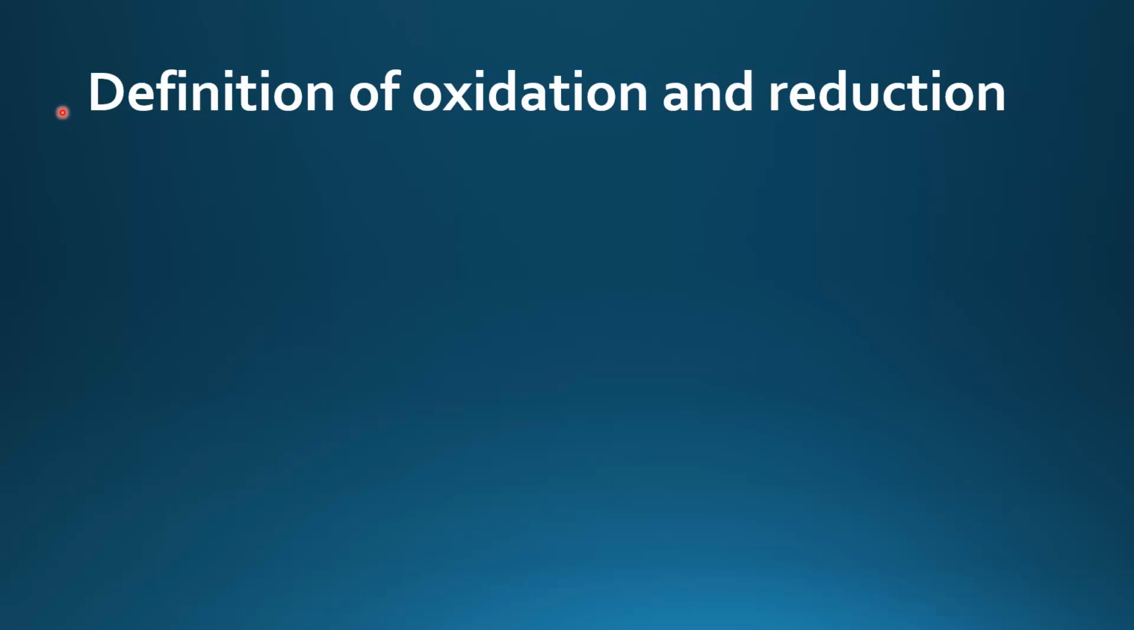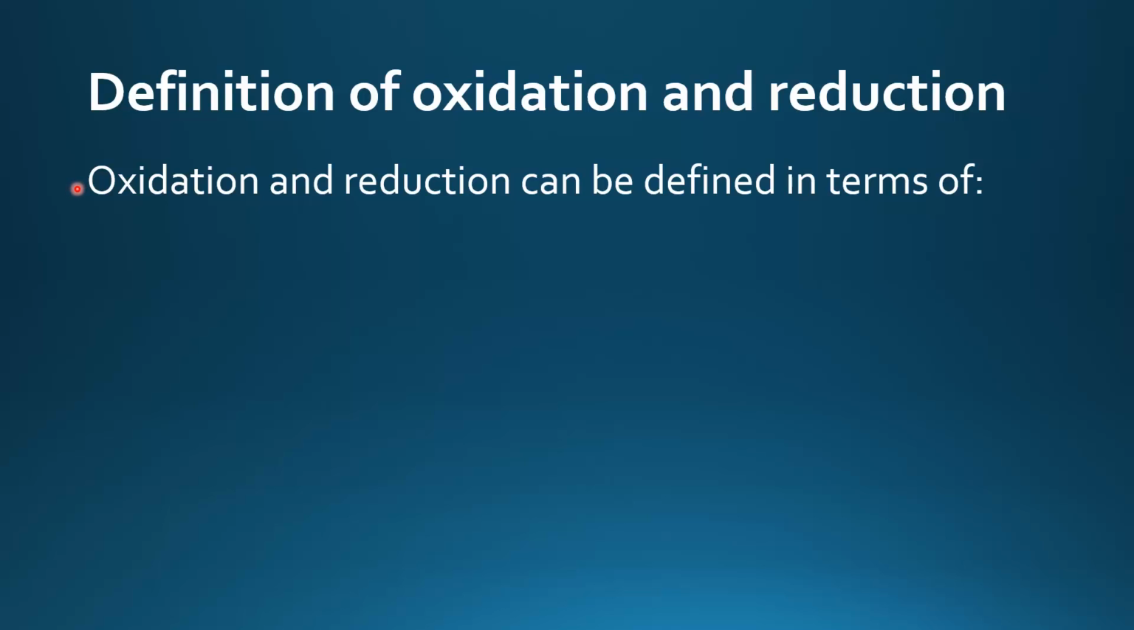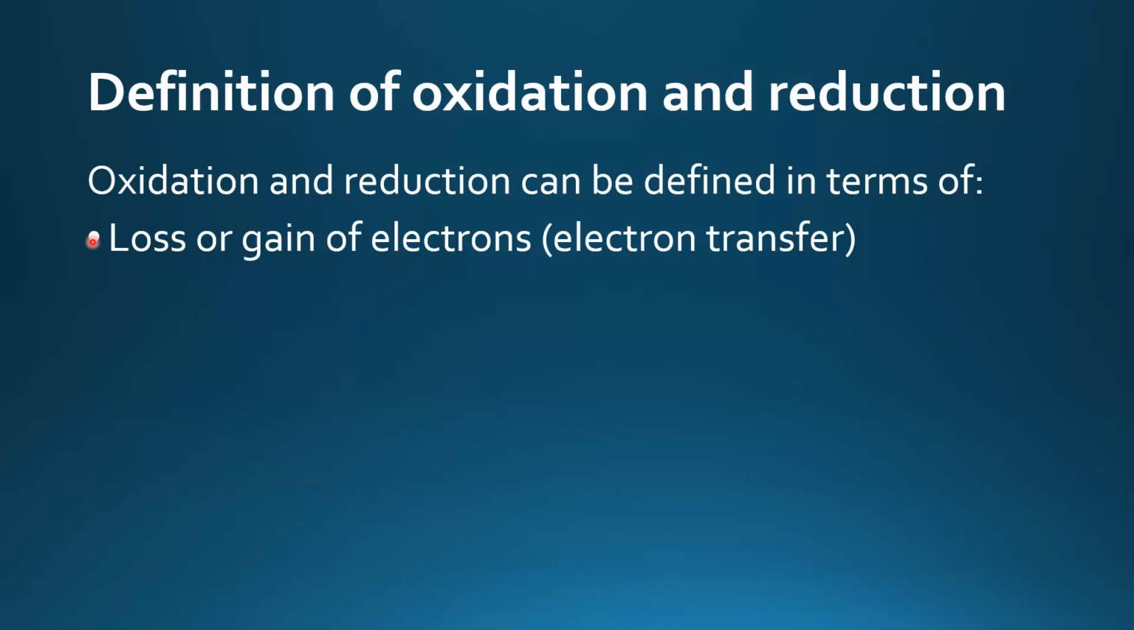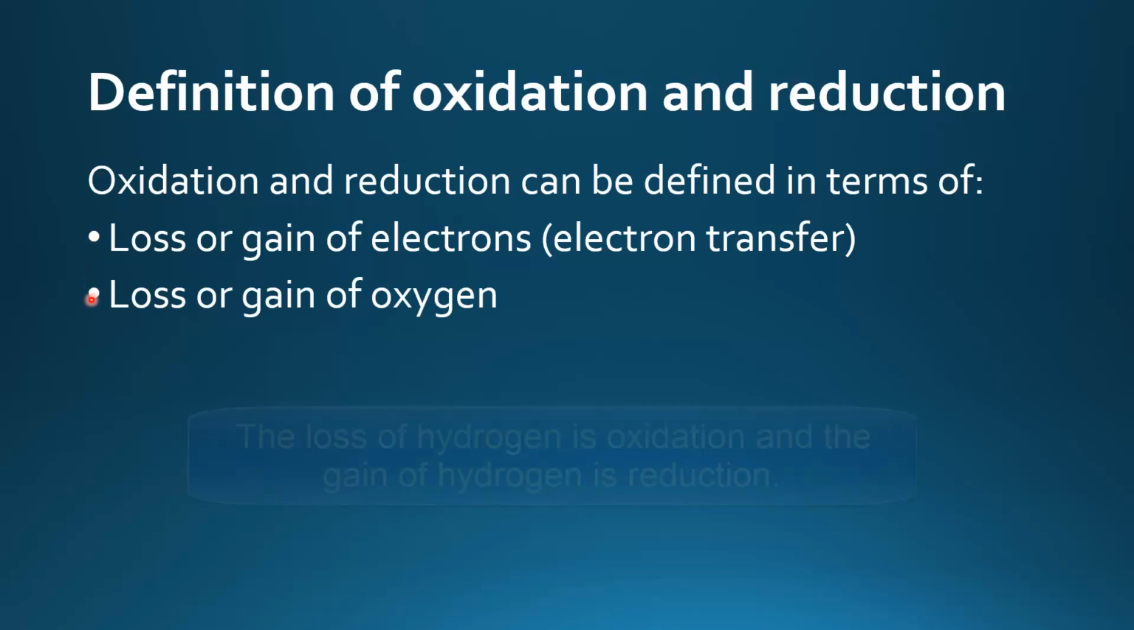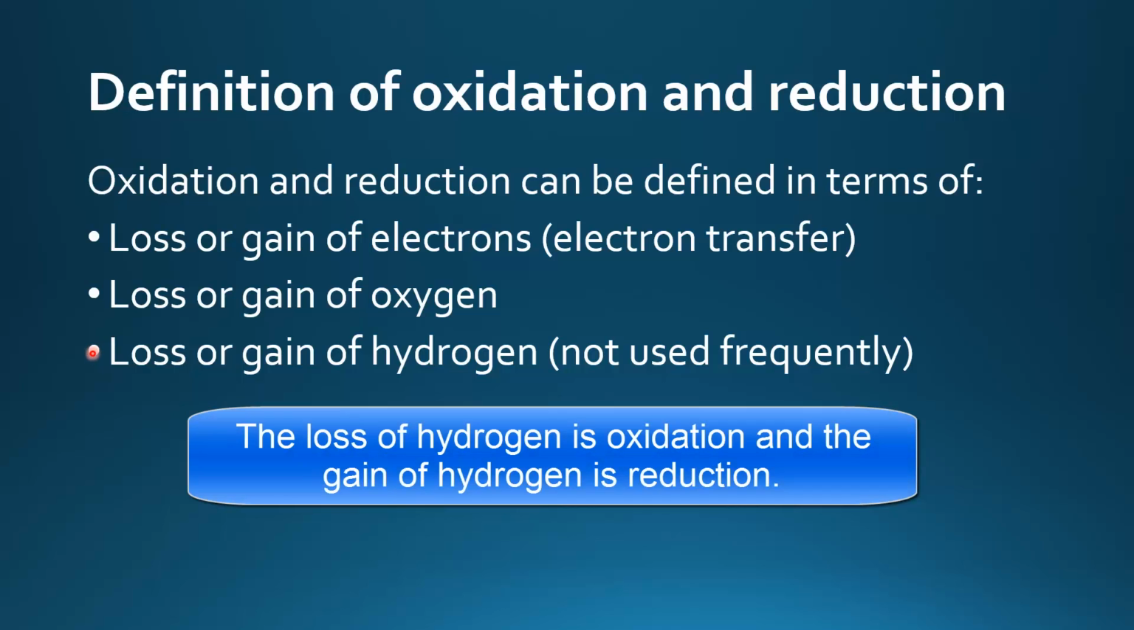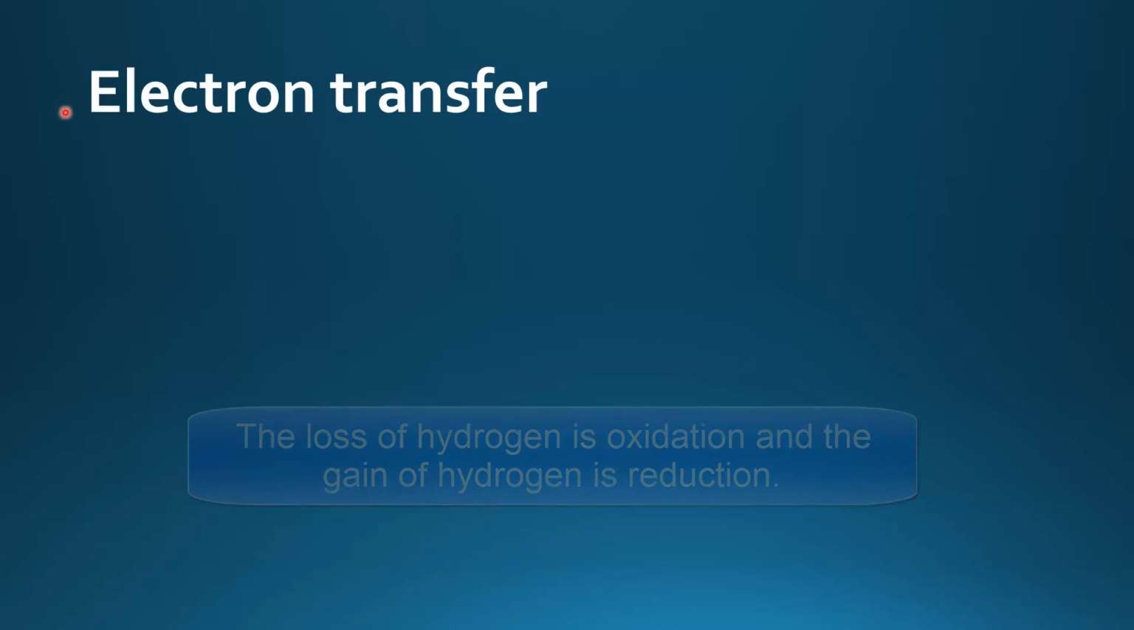In this video, we'll have a look at the definition of oxidation and reduction. Oxidation and reduction can be defined in terms of loss or gain of electrons, that's electron transfer, loss or gain of oxygen, and loss or gain of hydrogen, but this is not used frequently. We'll start with the definitions for electron transfer.